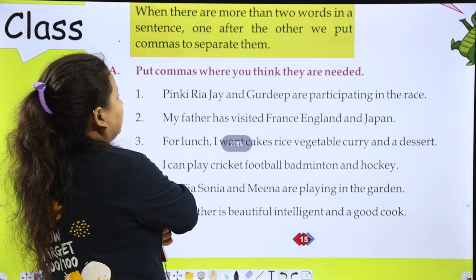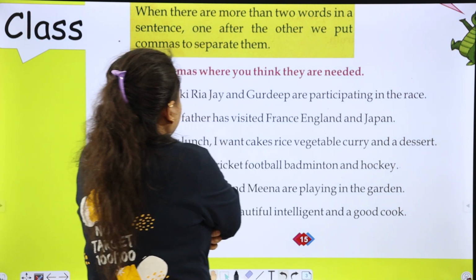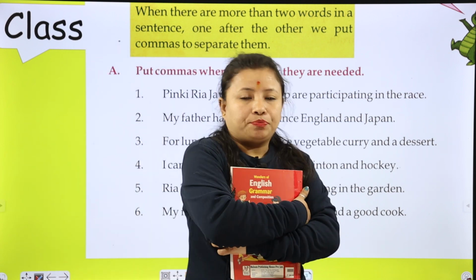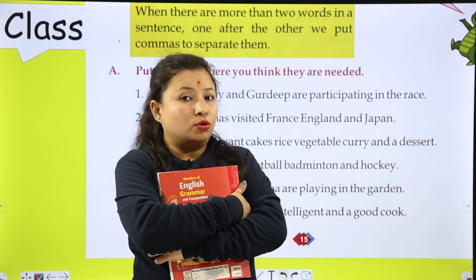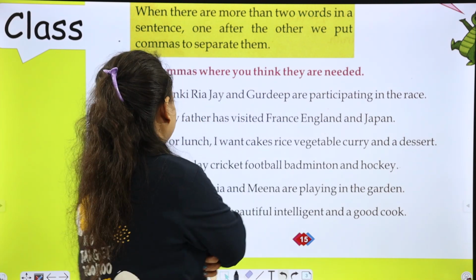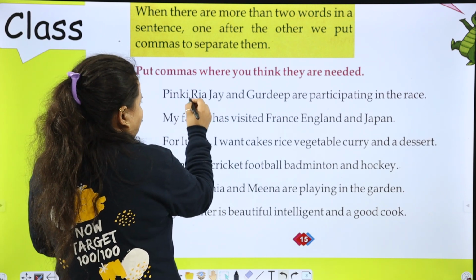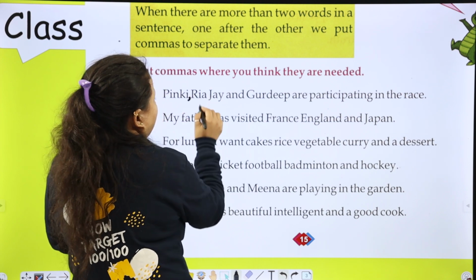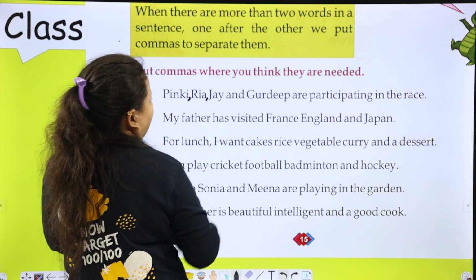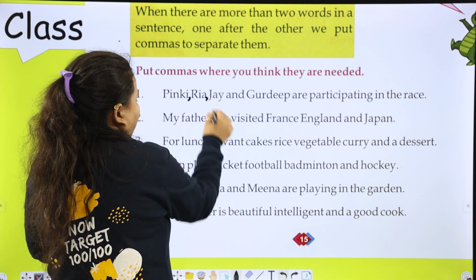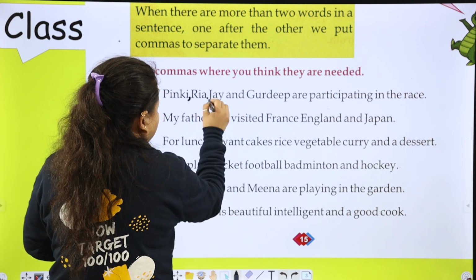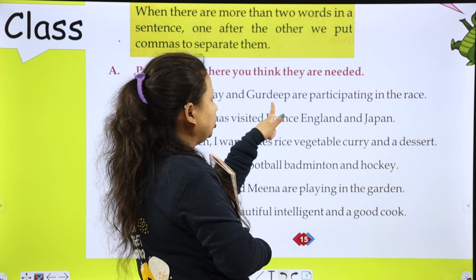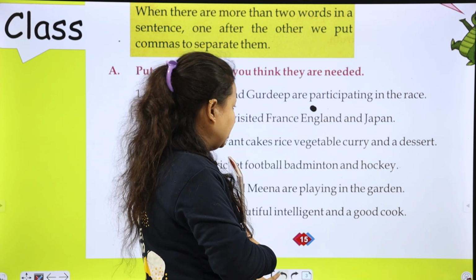Now here are some names: Pinky, Riya, Jay and Gurdeep. If I say Pinky, Riya, Jay, it doesn't sound good. So Pinky, comma, Riya, comma, Jay and Gurdeep are participating in the race.